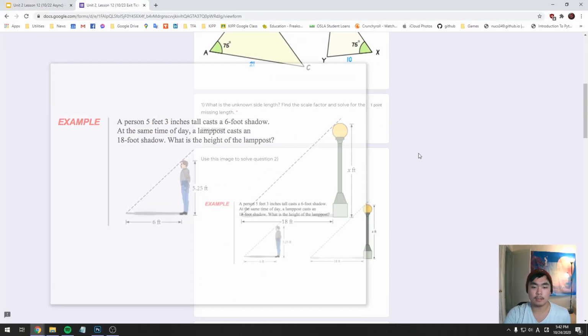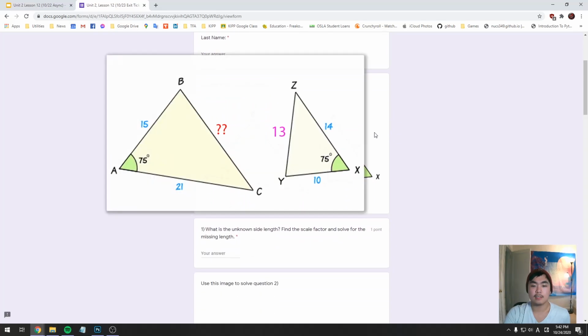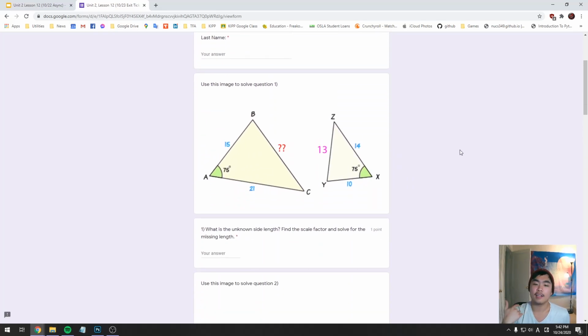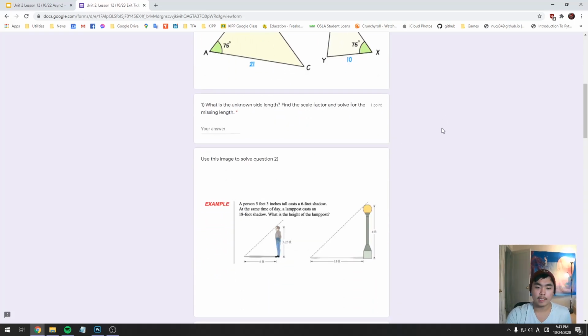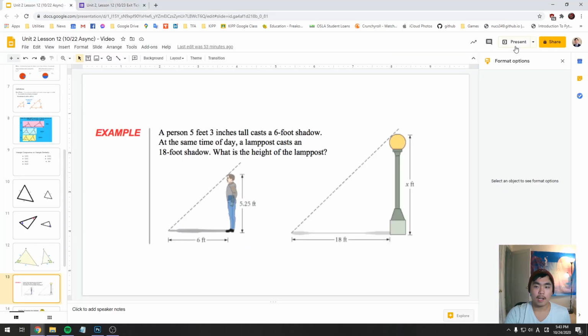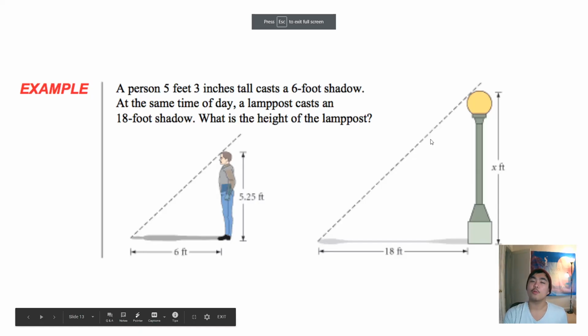Your exit ticket for today's lesson is gonna have you apply your scale factor to solve for different side lengths. So remember, for this problem, we just said that the scale factor is 1.5, or you would take 13 and the scale factor 1.5 and solve for that missing side length, right? Because those are the matching ones. So that's how you're gonna be doing that. And you have a couple real world examples as well, right? And you can actually do this in the real world, like it does work.